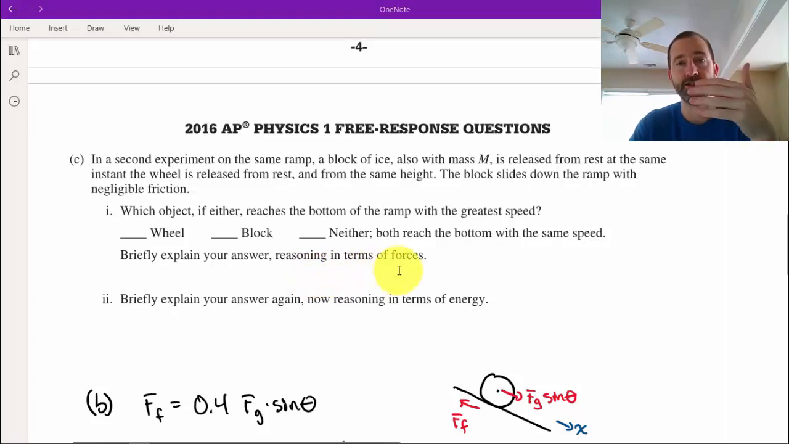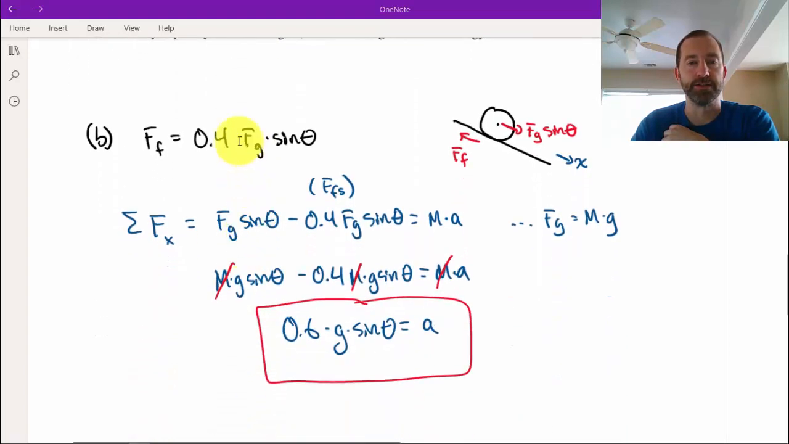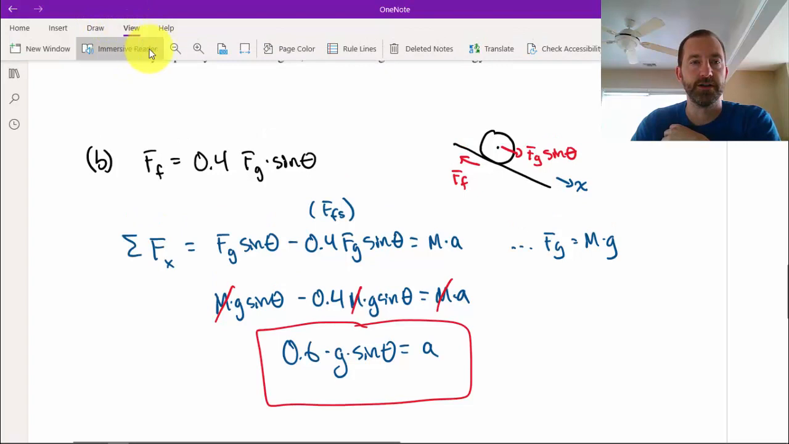So we can use the idea that we just wrote, and then briefly explain your answer now in terms of energy. Okay, so if we take our answer for part B, let's just get it out of the way because I don't need it there anymore.